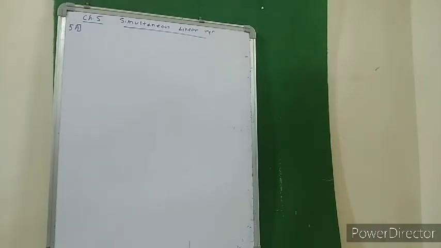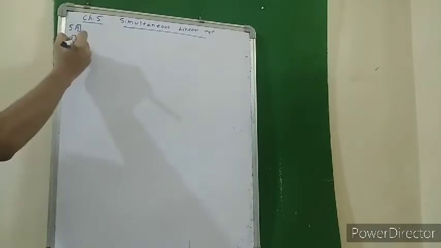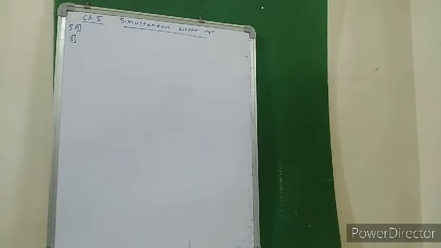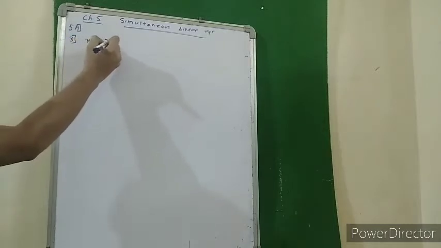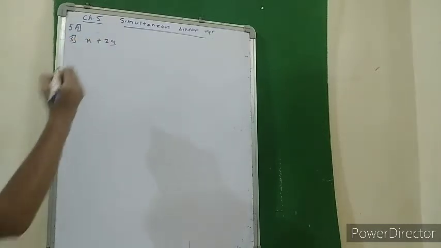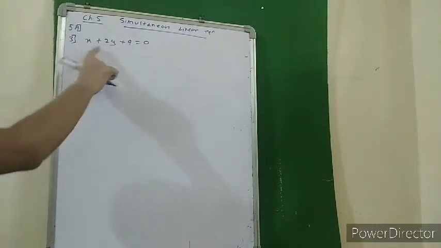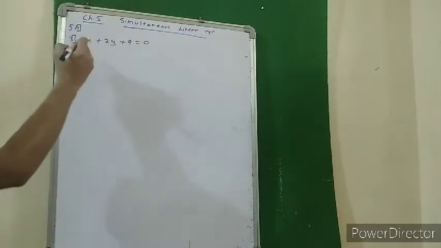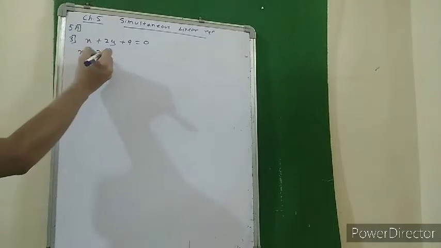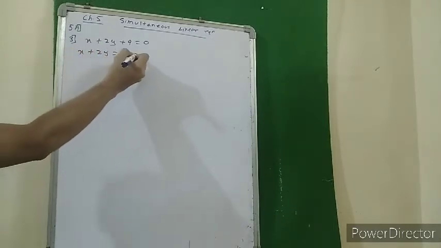Now I will start with the third question. The second is for homework. So I will solve all the odd sums. The first one I did, the third one I will do now. We have x plus 2y plus 9 is equal to 0. This is the equation. We will write it in the standard form. Plus 9 will go to the other side and become minus 9. So we have x plus 2y is equal to minus 9.